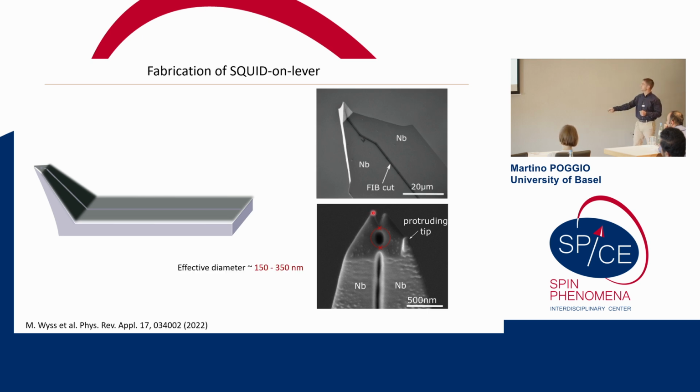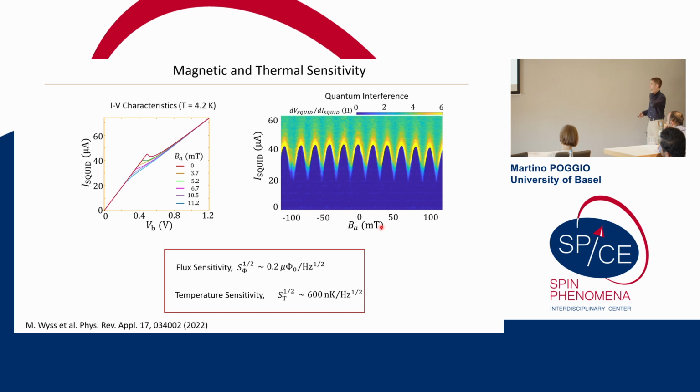Now this is the first iteration of this. It's rather big, and it had a diameter on the order of 300 nanometers. I can show you, we can make them much smaller. But just to show you, you can have the same kind of properties of the squid on tip. You can see here the quantum interference pattern as a function of the applied field. So this is periodic in the flux quantum, and it works just like you would expect. It has a very, very nice sensitivity, which is on the order of the squid on tip.